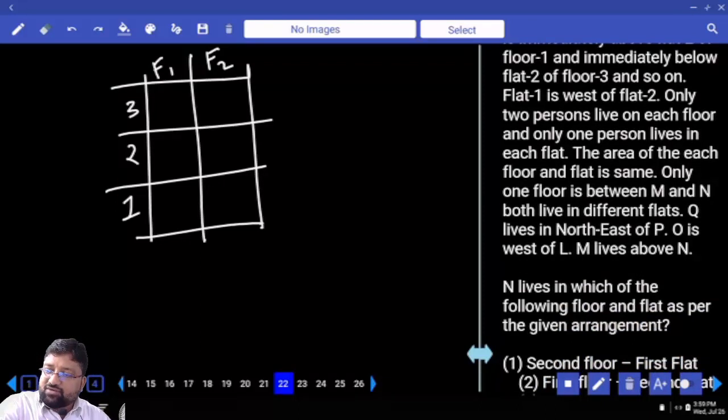The area of each floor and flat is the same. Only one floor between M and N, and both are living in different flats.